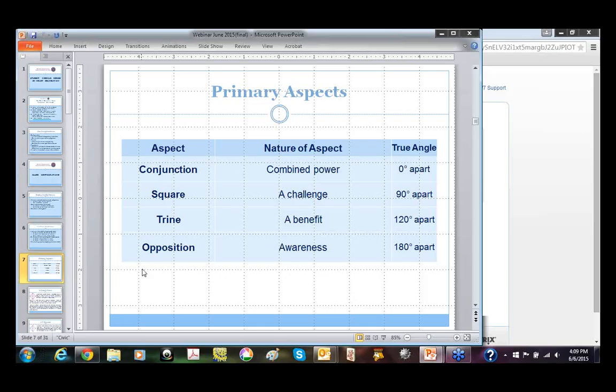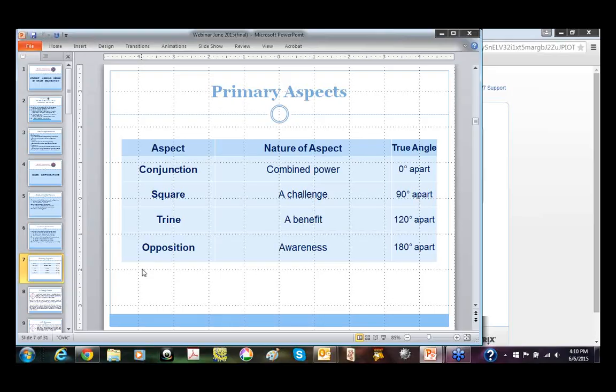Let me back up a minute. Squares, 90 degrees apart. Those are going to be the same mode, okay? So there's going to be 4 of those, and it's going to be either the 4 cardinal signs or the 4 fixed signs or the 4 mutable signs. With trines, they're 120 degrees apart. That's a benefit. And there's 3 of those in the wheel. So those are going to be the elements. You're going to have the 3 fire signs or the 3 water signs or whatever.